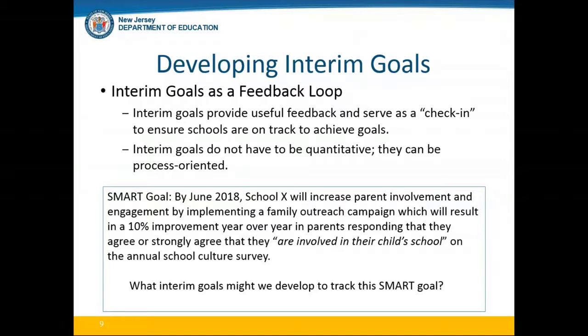Some examples might be, by the end of quarter 1, School X will double the year-over-year number of open house events focused on content areas such as math night or literacy night. Or perhaps, by the end of quarter 1, the family outreach campaign will make personal contact with at least 30% of parents who have not previously volunteered at the school.